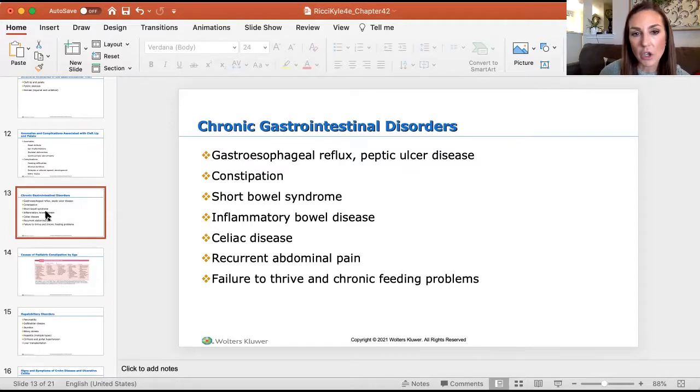Obviously, we talked about GERD. Peptic ulcer disease is very, very similar to GERD, so a lot of those same treatments are going to tie in together. Constipation is a huge one with our kiddos.